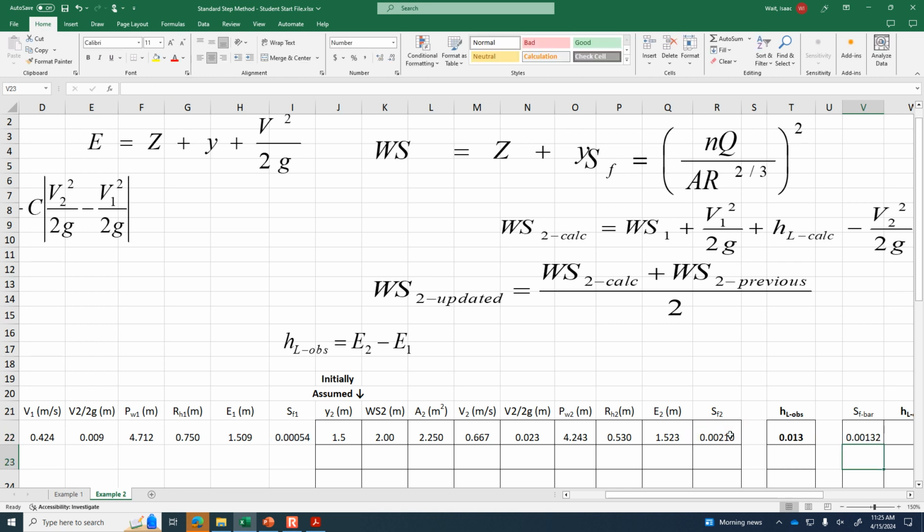Does anybody have any questions so far? We can pause for a second. If anybody needs to see the calculations for one of the columns, I can go back to it.